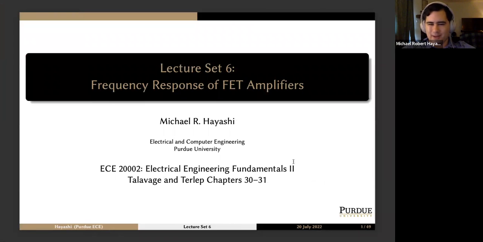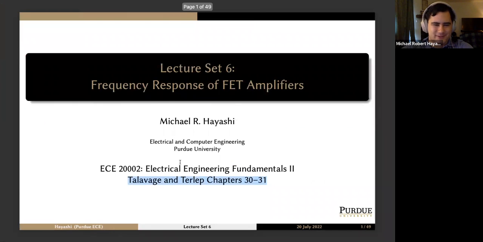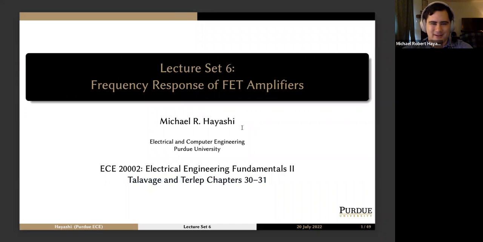And now we'll start a brand new lecture set 6. So it's frequency response of FET amplifiers. So this covers chapters 30 and 31 in the Slavich and Turlet book. I keep getting questions about what are the relevant chapters for the exams. Well, the lecture sets tell you what chapters are covered. Each topic on the outline slide tells you basically which chapter it corresponds to. So this is chapter 30. The second one is chapter 31, in case you haven't caught on to that.